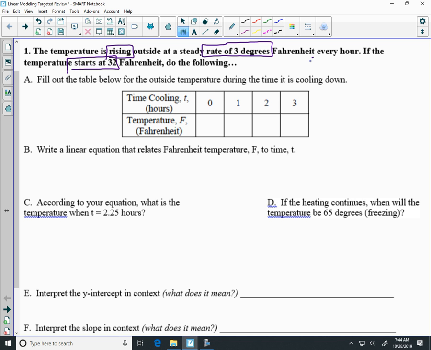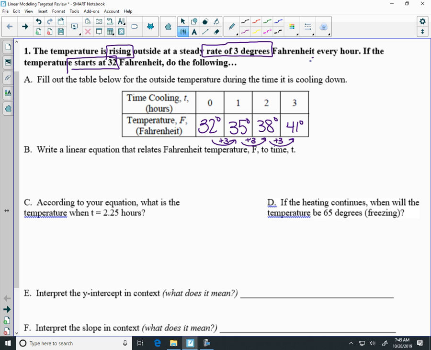This first part where we're filling out the table, all we need to do is put in our degrees. So we're starting at 32 degrees, and our temperature is rising 3 degrees every hour. So then we're going to have 35 degrees, plus 3 again, 38 degrees, plus 3 again would be 41 degrees.